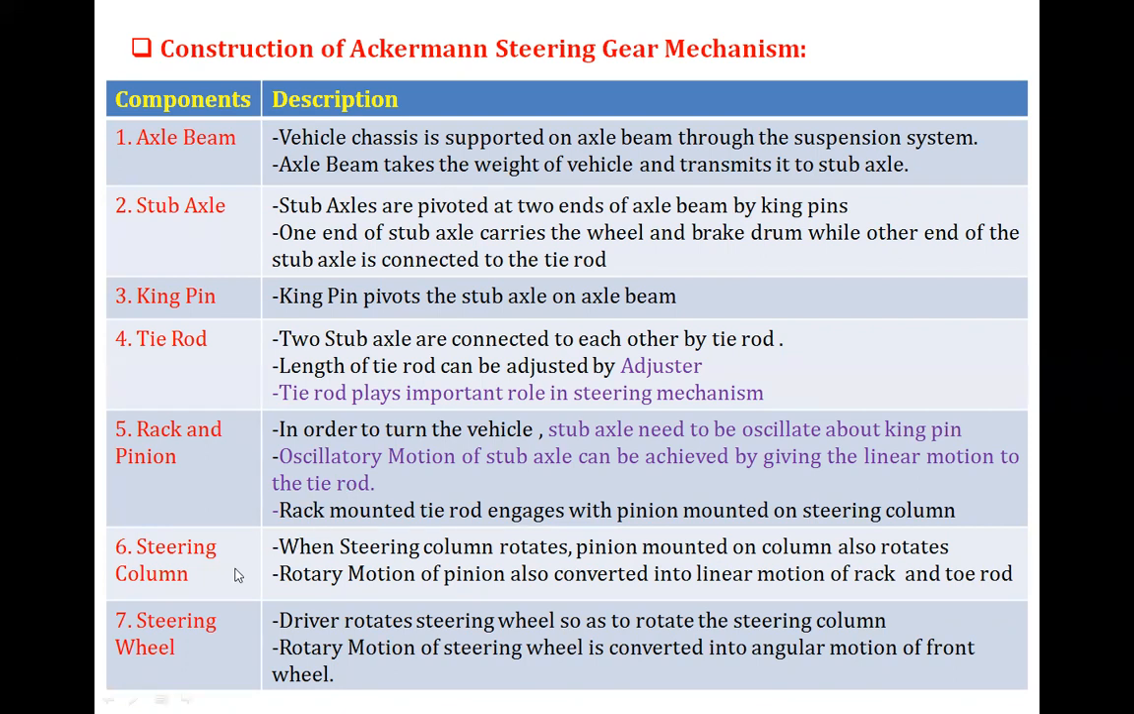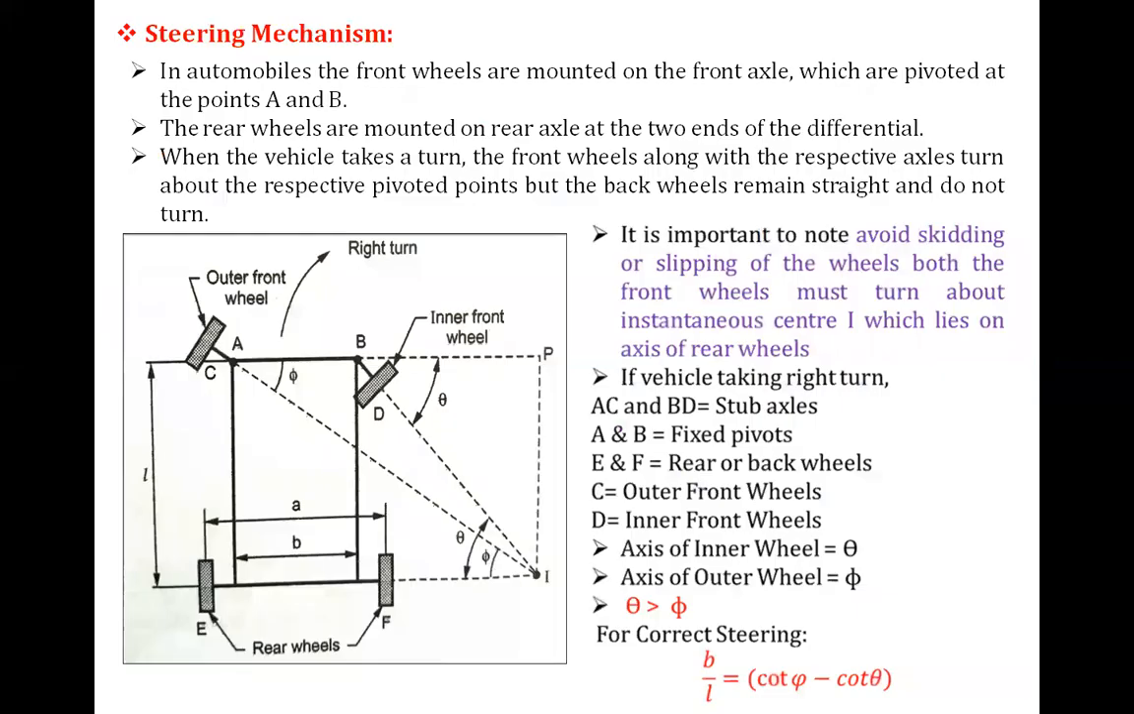Okay. Then the steering column, the next component of the Ackermann steering mechanism. When the steering column rotates, the pinion mounted on the column also rotates. Rotary motion of the pinion is converted into linear motion of the rack and tie rod. That is the function of the steering column. Then the steering wheel. The driver rotates the steering wheel so as to rotate the steering column. Rotary motion of the steering wheel is converted into angular motion of the front wheel.